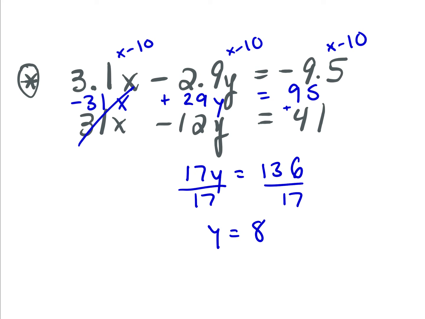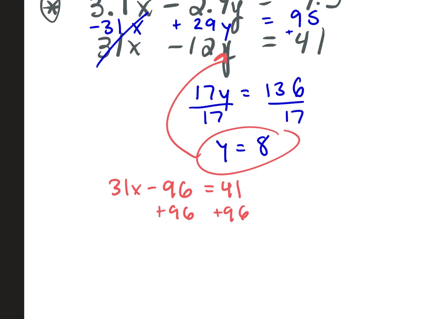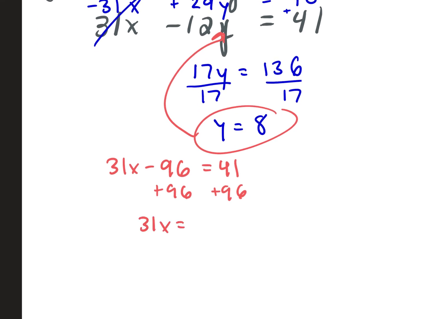How do I find x? Plug it back in. Which equation do you want to plug it into? Definitely the second, because I don't want to have to multiply 8 times 2.9. So plug it into y in the second. So I have 31x minus, what's 12 times 8? 96 is equal to 41. Add 96 to both sides. So 137. Does 31 go into 137?